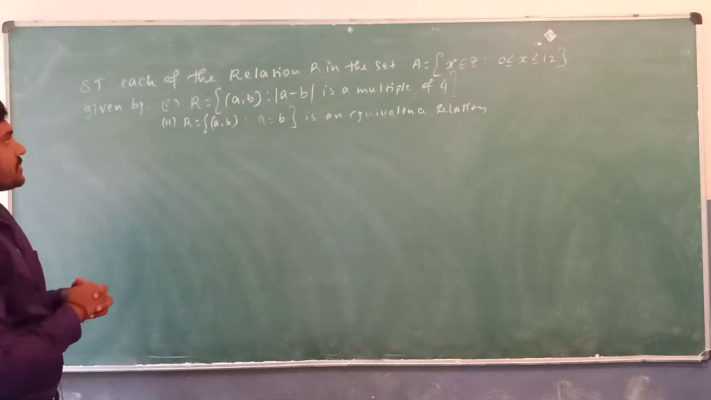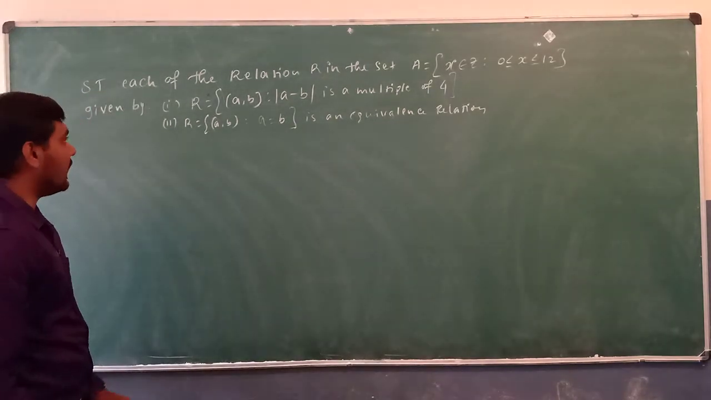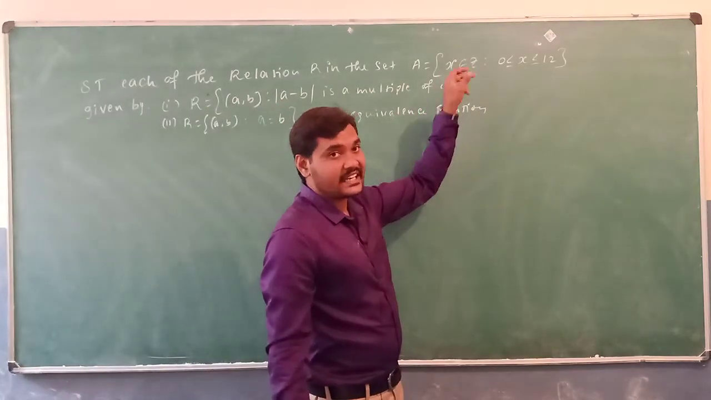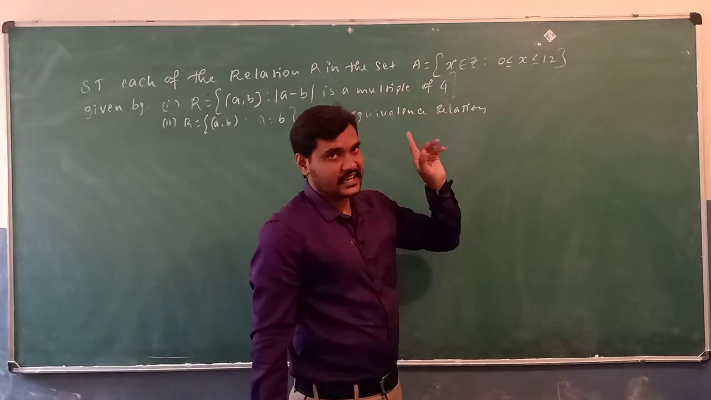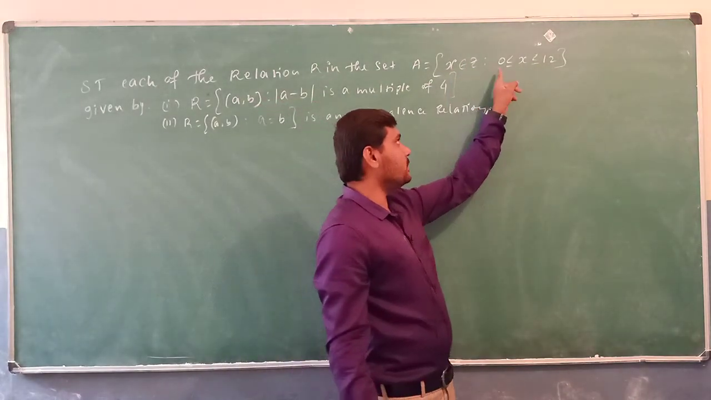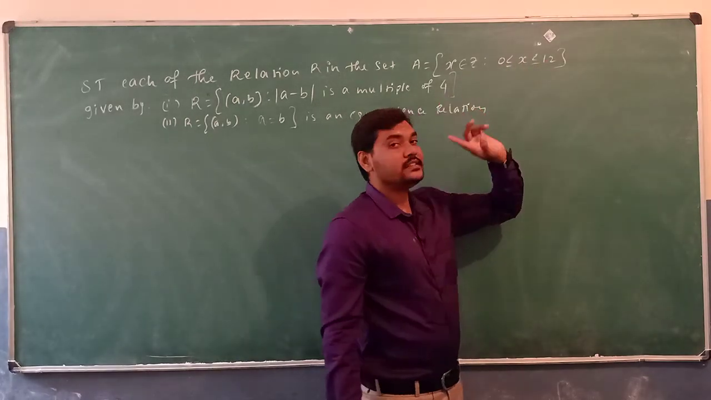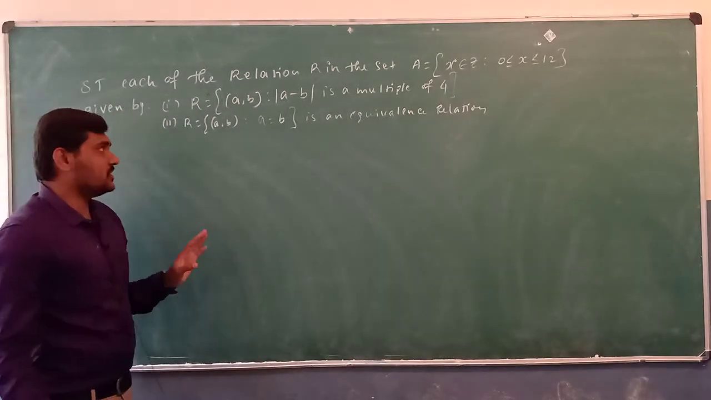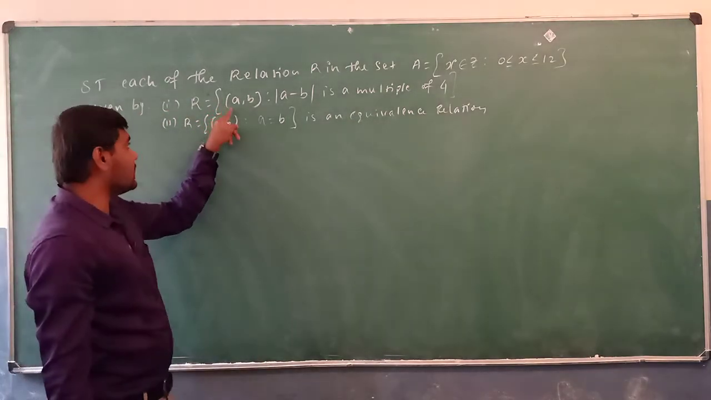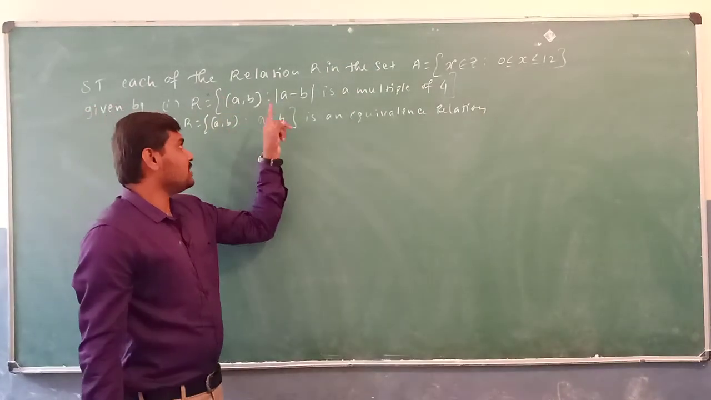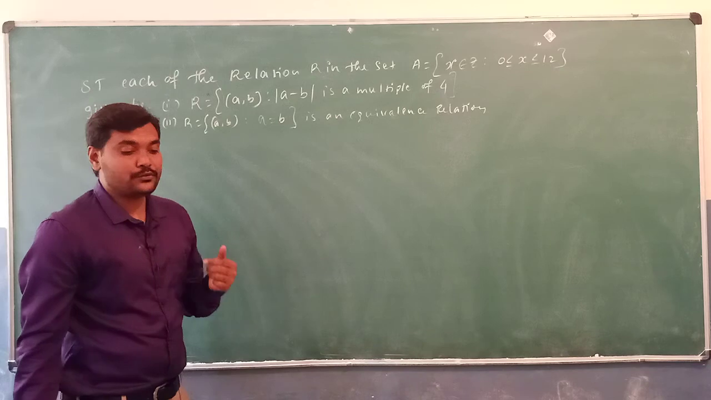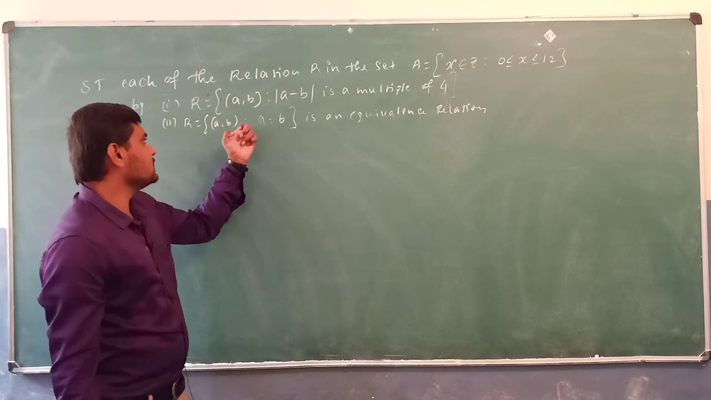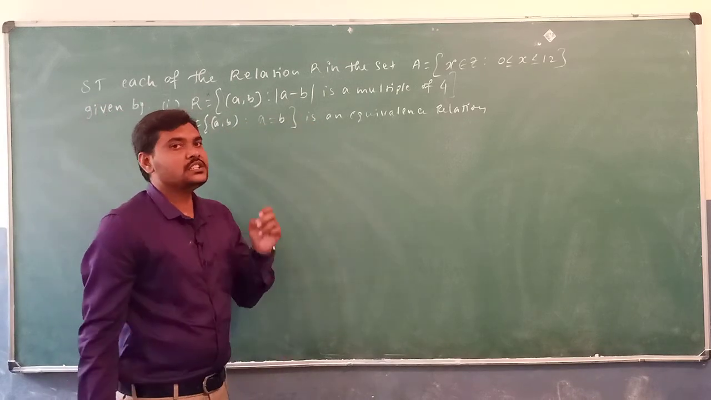So let me explain the question first. Show that each of the relations is an equivalence relation in the set A, where A is equal to x belongs to Z. Z is going to be integers here, so x is an integer, and x obeys 0 to 12, meaning the value of x lies between 0 and 12. The first relation is R is equal to (a, b) such that modulus of a minus b is a multiple of 4. And the second relation is R is equal to (a, b) such that a is equal to b. We need to show that they are equivalence relations.